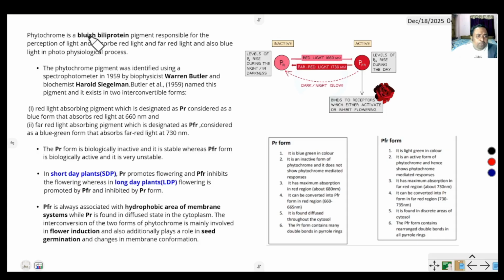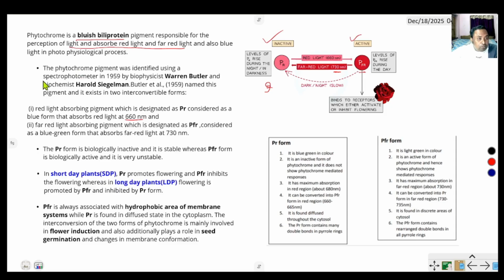Phytochrome is a bluish biliprotein pigment responsible for perception of light, and it absorbs red light and far-red light. Phytochrome absorbs two different lights: red light, absorbed at 660 nanometers, and PFR, which receives 730 nanometer light. PR is an inactive form and PFR is the active form.